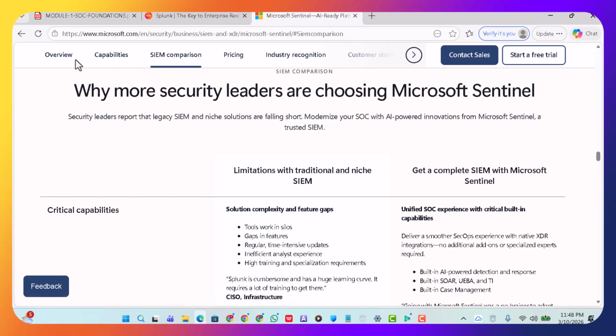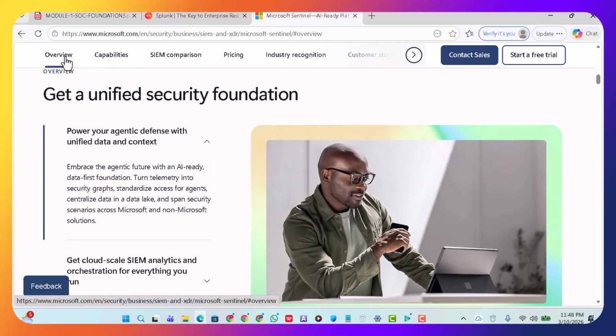Okay. Microsoft Sentinel is a cloud native SIEM, all right, and security analytics platform that is developed by Microsoft. It helps organizations detect threats, investigate incidents, and respond quickly using cloud scale security monitoring.